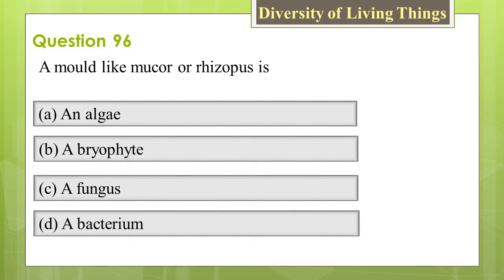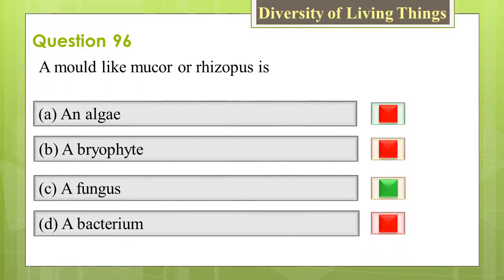Question 96. A mold like mucor or rhizopus is A. an alga, B. a bryophyte, C. a fungus, D. a bacterium. Which one of the following alternatives is the best alternative? The best alternative is a fungus.